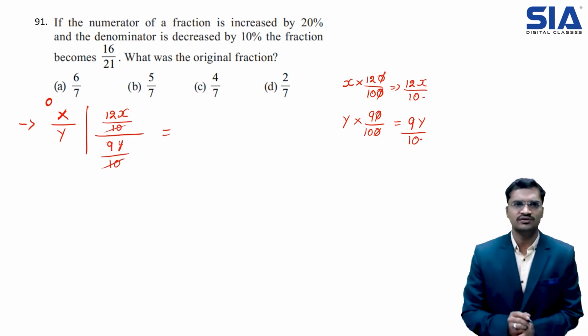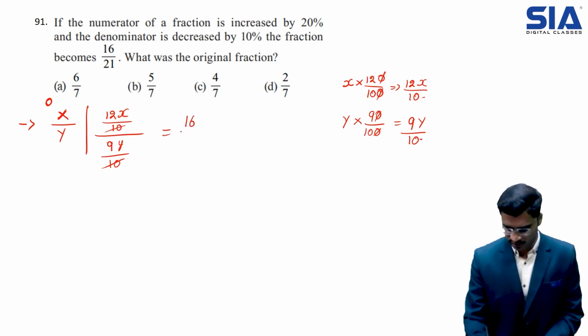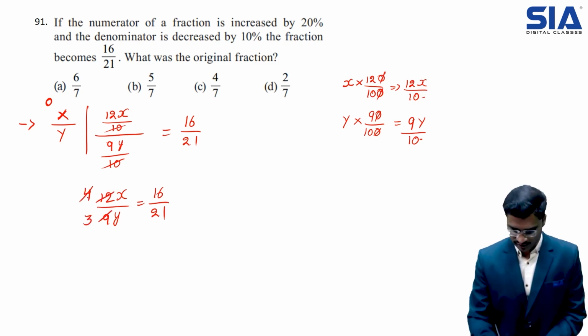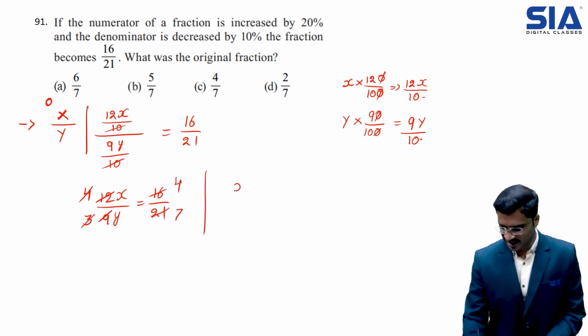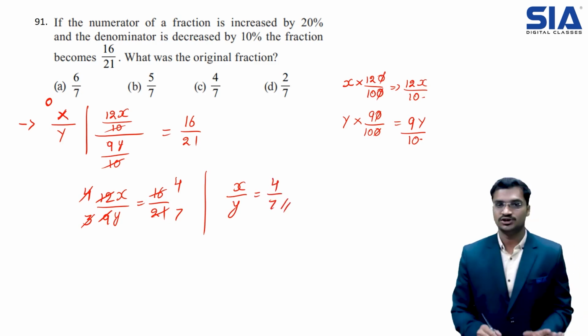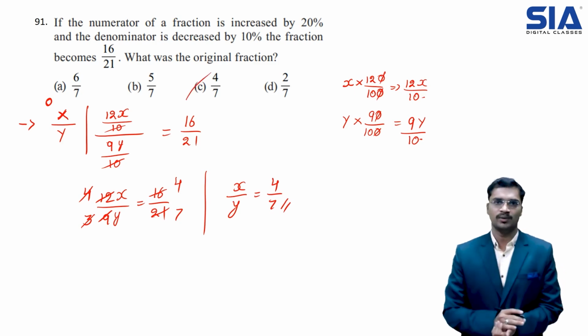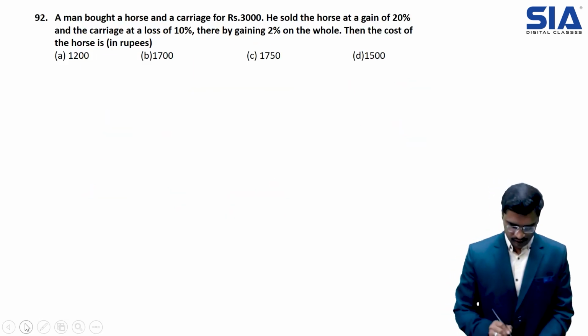So this value is given as equal to 16 upon 21. Let us equate them. 12x upon 9y is equal to 16 upon 21. So 3 3s are 9, 3 4s are 12. In the same way, 4 4s are 16, 3 7s are 21. So the fraction x by y is 4 by 7. In our question, he asked what is the original fraction. So the original fraction is 4 by 7. Okay. Now coming to the next question.